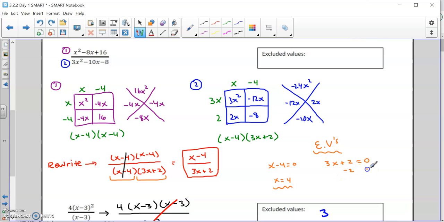Here we have to do a little bit more work. We get 3x equals negative 2. And if you divide both sides by 3, you end up with x equals negative 2/3. So my two excluded values are 4 and negative 2/3. Okay, and that is all for today. Try the problems.